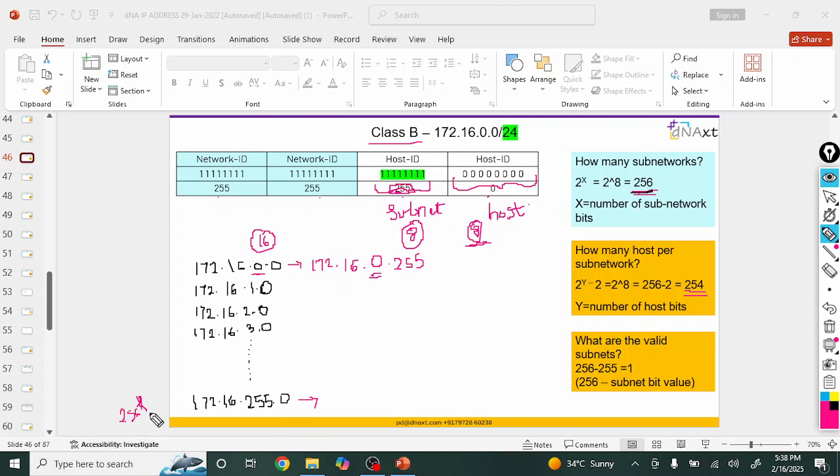And in the last subnetwork, that is your 256th subnetwork, the value is 172.16.255.0 as your network ID, and 172.16.255.255 is your broadcast ID. As we have discussed, always in the octet in which your increment is happening, in the last subnetwork the subnet bit value comes in the increment octet. In the increment octet, this value will match.